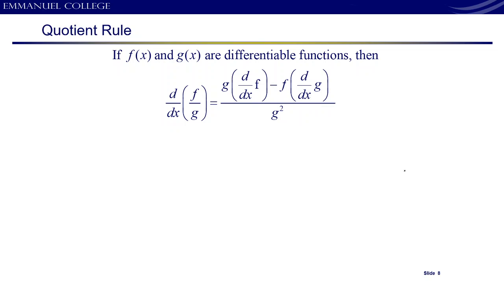But if you think about this one as your high function, so the numerator, and this is your low function. This is low d high minus high d low, and then square what's below.